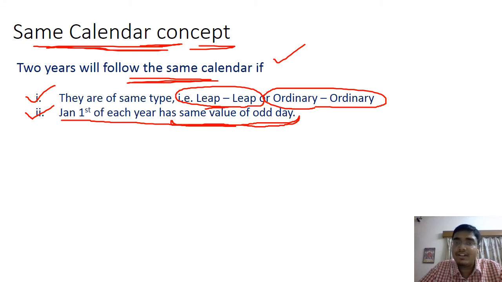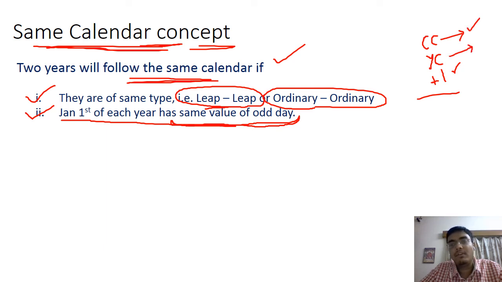How to calculate the odd days of 1st January? It's very easy. Just calculate the century code, just calculate the year code. That's it, and add 1 to it because of 1st January, because the code for January is 0 and the number of days is 1. So you just need to calculate the century code, which is direct. For the year code, you will have to find out the number of odd days by using leap years and ordinary years, right?